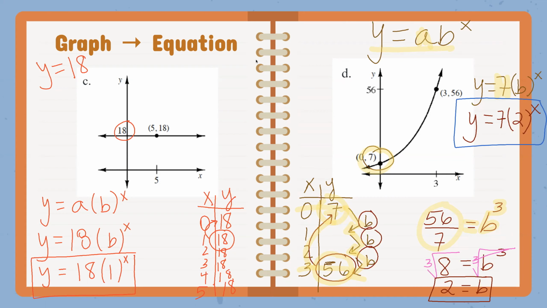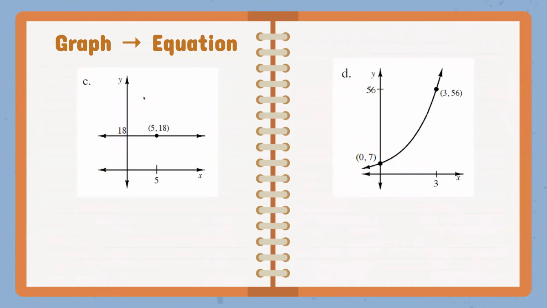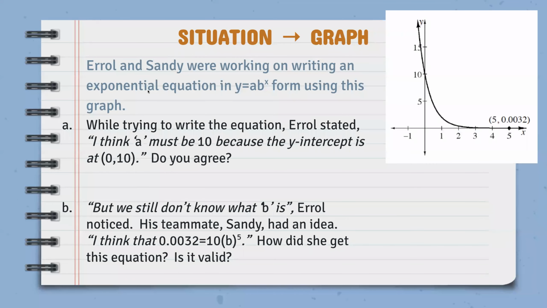Let's move on. So we have a situation. Let's turn it into a graph. Errol and Sandy were working on writing an exponential equation in y equals a b to the x form using this graph. So we were given this graph.